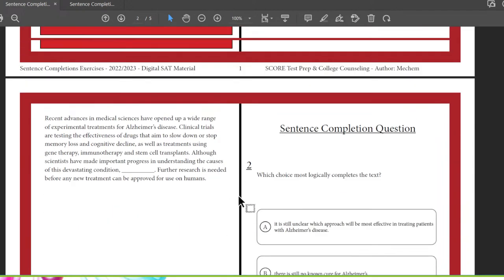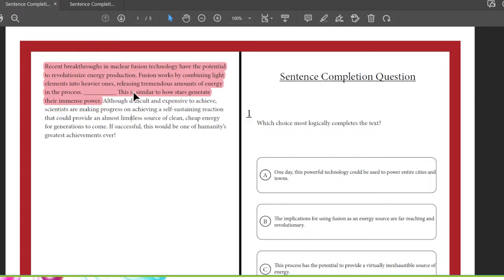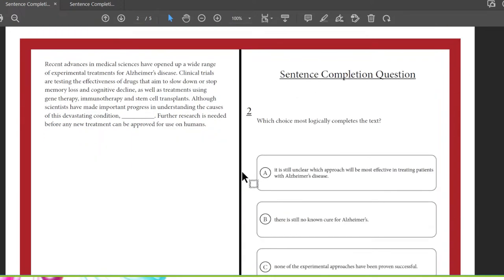Okay. Now, that one you'll notice was just a blank in the middle of the paragraph. So we were just inserting a sentence. Now we're completing this sentence here. So again, I'm going to focus on this, right? And so I'm probably going to need to read a little bit more than this. I usually like to look at the sentence right after it and see if I can just figure it out with just this stuff. Since I'm finishing this sentence, I'm going to focus on it and it has a connector. Although scientists have made important progress in understanding the causes of this devastating condition, comma, I know that then I need to contrast something. I need something that goes in a different direction.